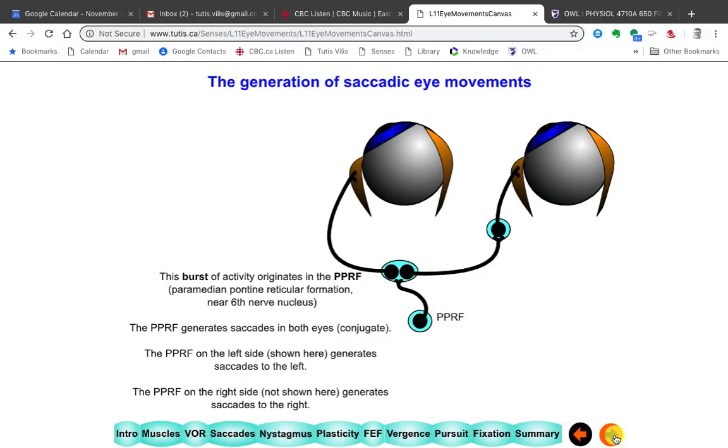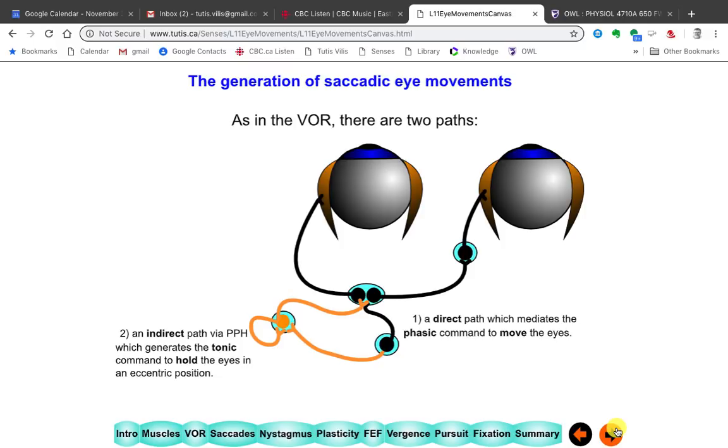Now, these saccades come from another structure called the PPRF, the paramedian pontine reticular formation. And that's located near this nucleus, which is the nucleus that sends the signal to these two muscles. Now this is the one on the left side of the head, and there's a parallel one on the other side of the head, innervating these two muscles as well. So it's symmetric.